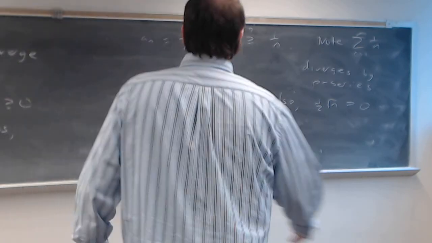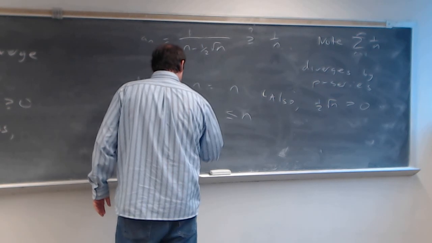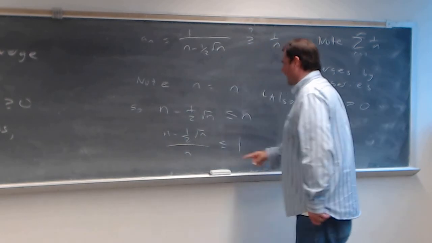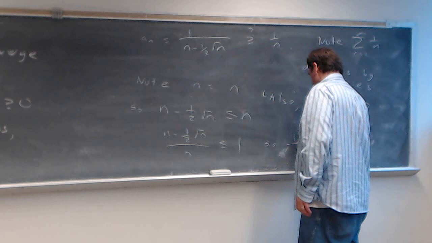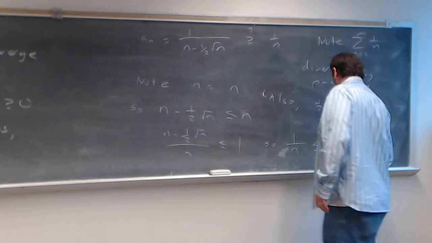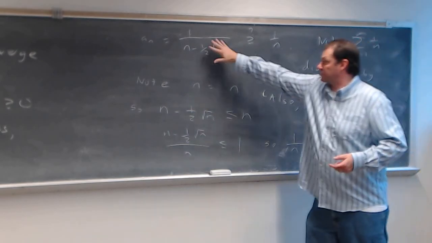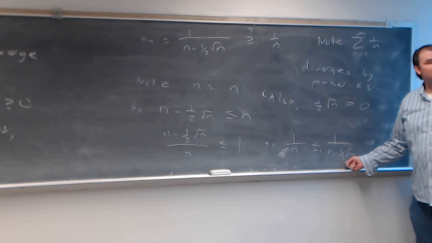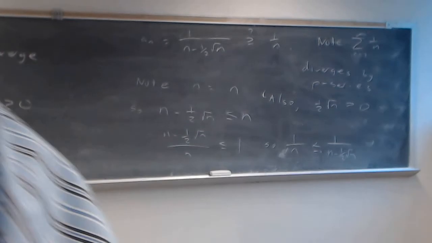And then I'm going to divide, these are still positive numbers. I'm going to divide everything by n. I get n minus 1/2 times square root of n, divided by n, is less than or equal to 1. And now I'm going to divide everything by n minus 1/2 times square root of n. And so I get the inequality that I wanted, even though I've written it with the subject changed. Is that okay? And so that's the reason I can say by the comparison test that the series diverges.